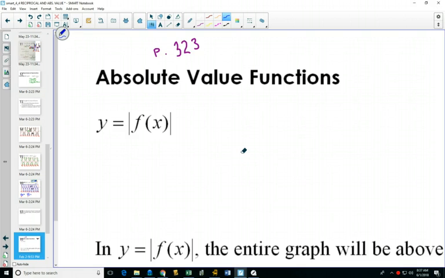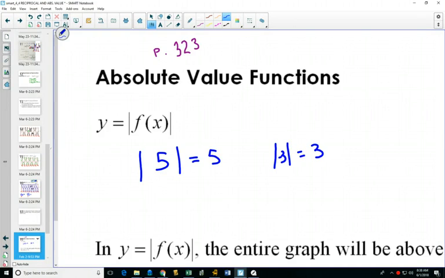And so we have what happens if you put any function inside absolute value bars. Well, if you think about what an absolute value bar does to a positive number? Nothing. It keeps it exactly the same. What does an absolute value bar do to a negative number? It makes it positive. Right?